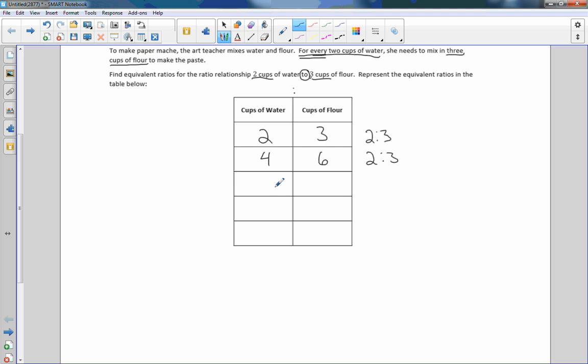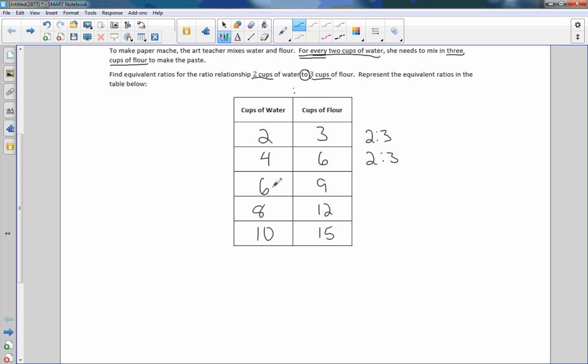So we know also that repeated addition is multiplication. So if I keep adding 2, 2 plus 2 is 4, plus 2 is 6, plus 2 is 8, plus 2 is 10, and I add 3, 3 plus 3 is 6, plus 3 is 9, plus 3 is 12, plus 3 is 15, then I have all these ratios that should be equivalent.